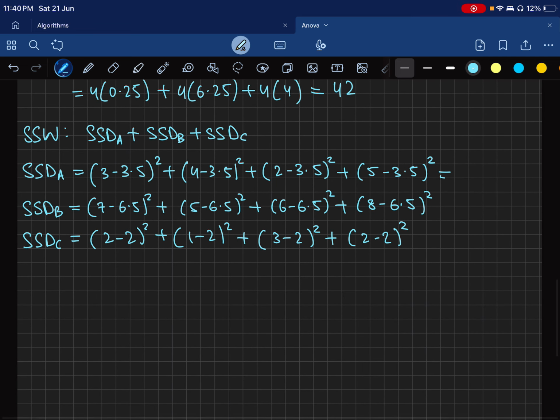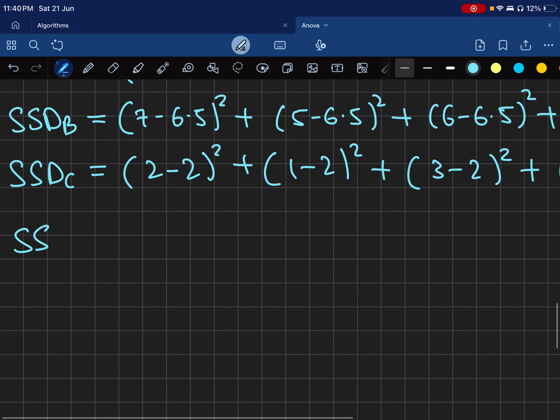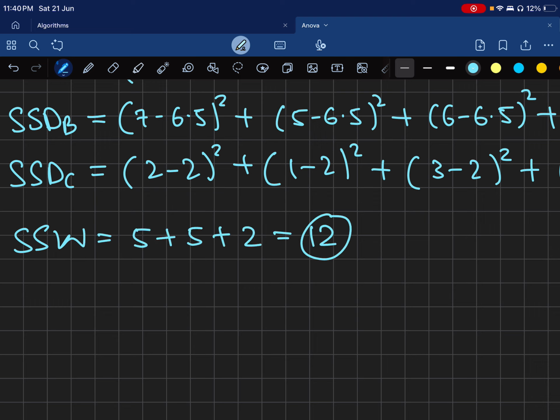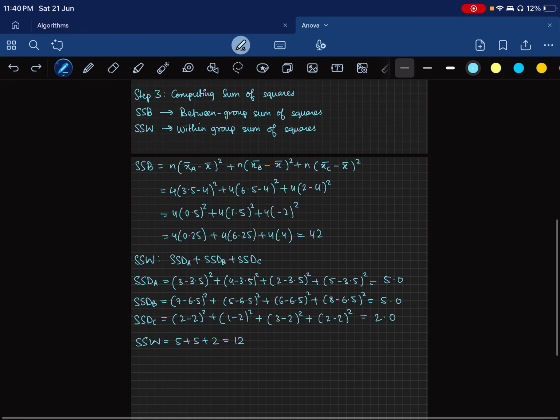When you put each of these in your calculator, you get the first one as 5.0, the second one as 5.0, and the third one as 2.0. So your SSW will be the sum of these three values: 5 plus 5 plus 2, which sums up to 12. So this is the procedure of finding SSB and SSW. This is your major step in solving ANOVA.